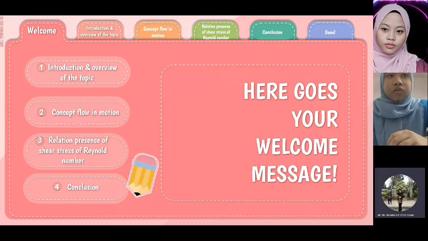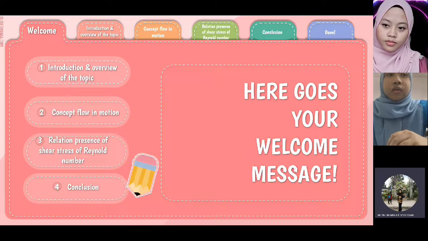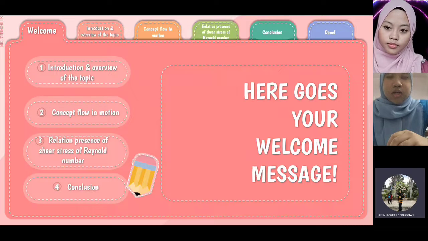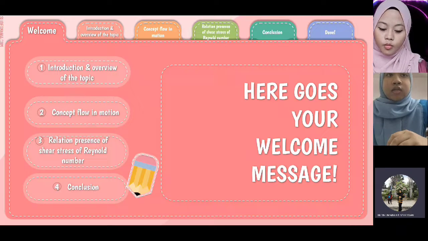Okay, the first one, introduction and overview of the topic. The second one, we will learn about concept flow in motion. The third one, relation of shear stress or Reynolds number. And the last one is conclusion.